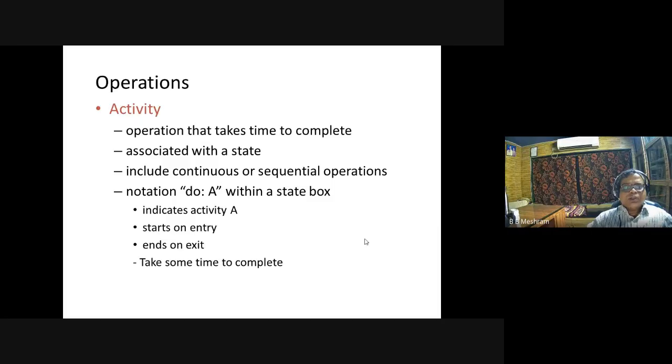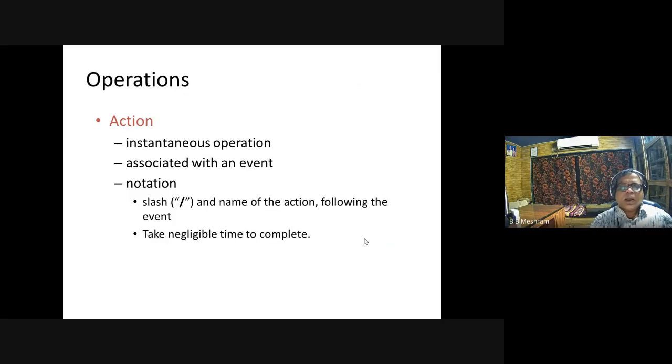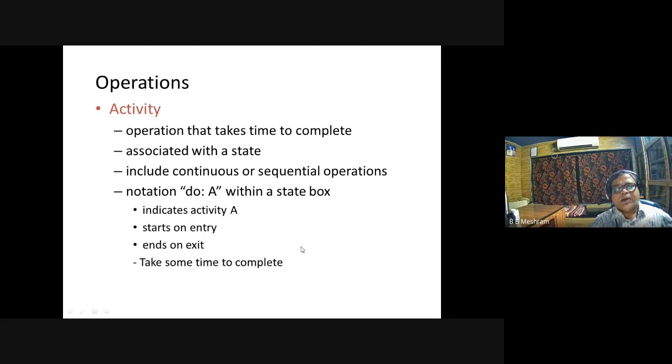The execution starts when the state is entered and stops either by itself or when the state is exited, whichever comes first. So activity takes some time to complete and acts as a method in the dynamic class. What is the difference between action and activity? Action is an instantaneous operation and takes negligible time to complete, while activity is an operation that takes time to complete.